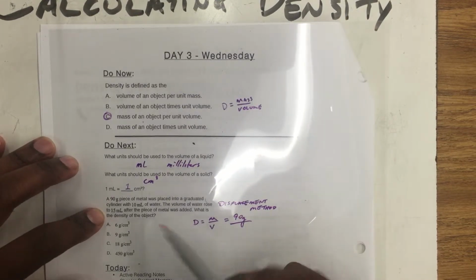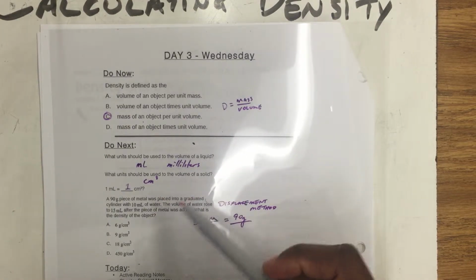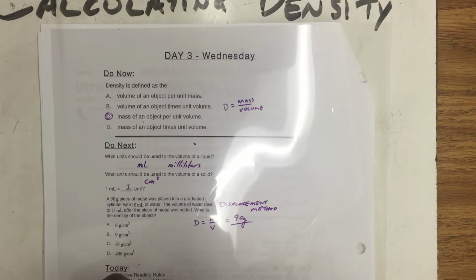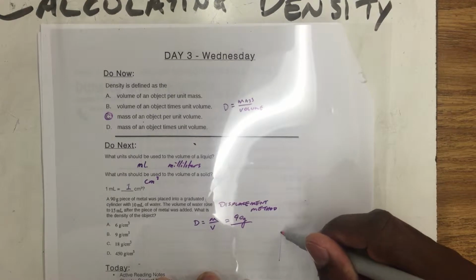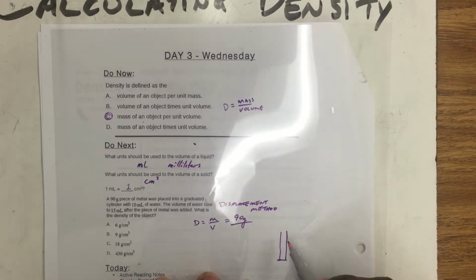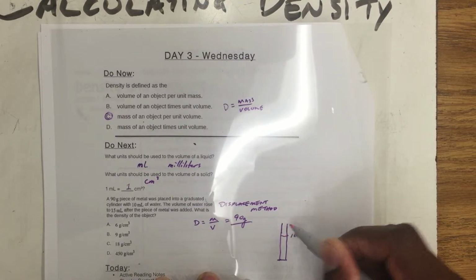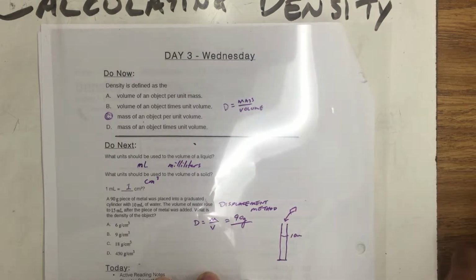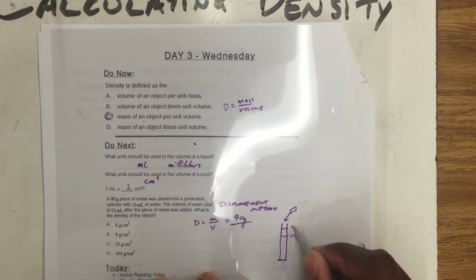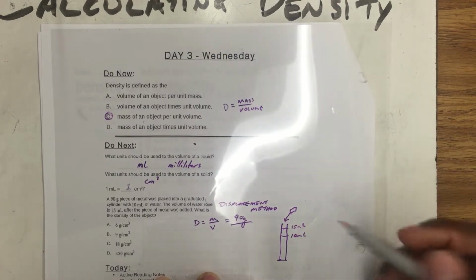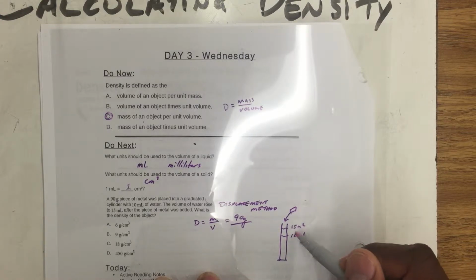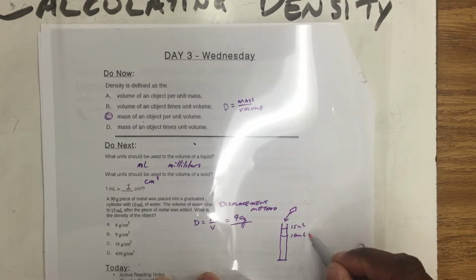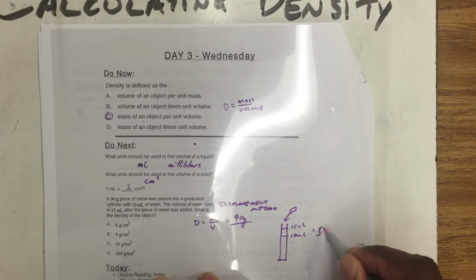But what it does tell us, now you can't just start plugging in numbers. You have to actually read. If you started just looking at these numbers and trying to do some math, then you might have gotten the wrong answer. But just to help you visualize, they're saying there was a graduated cylinder, and it had 10 milliliters of water in it. Then they put some piece of metal in here, and it rose up to 15 milliliters. So that means that it went from 10 to 15, so this piece of metal displaced 5 milliliters of water. So there was a difference: 15 minus 10 equals 5 milliliters.